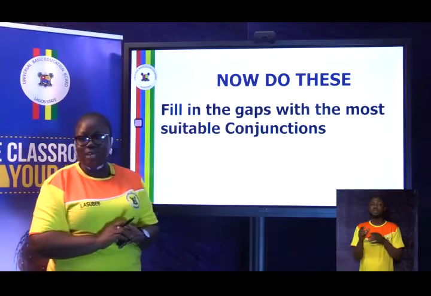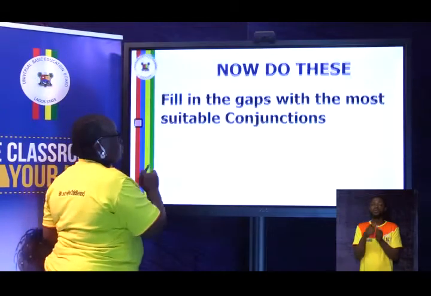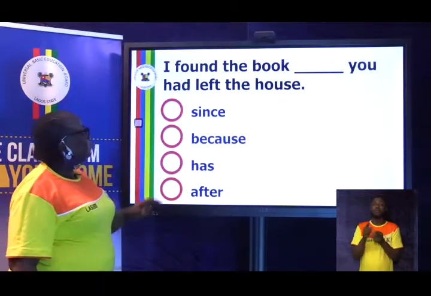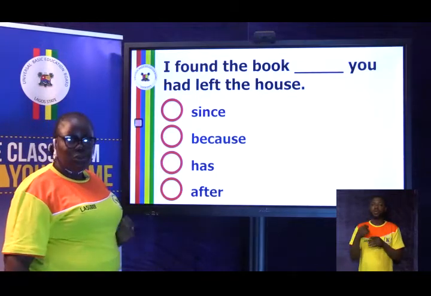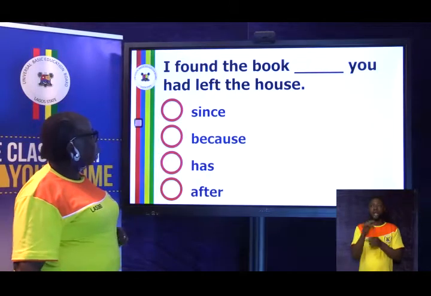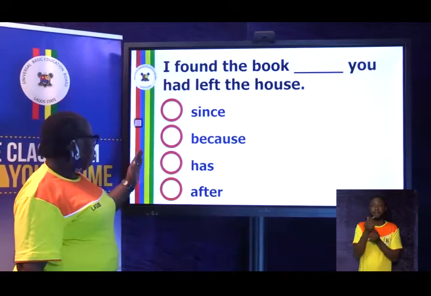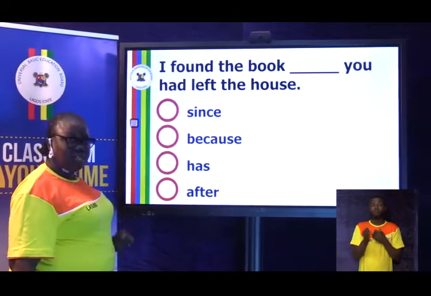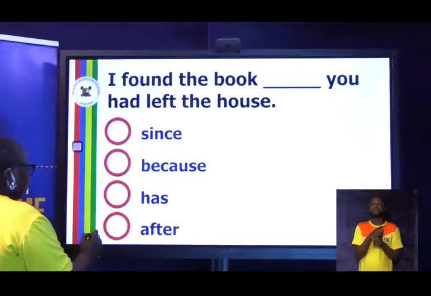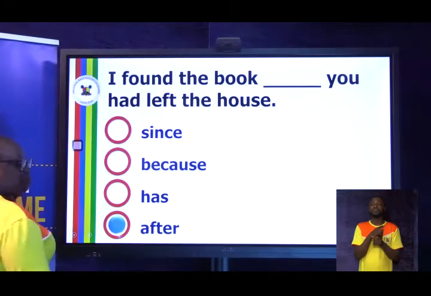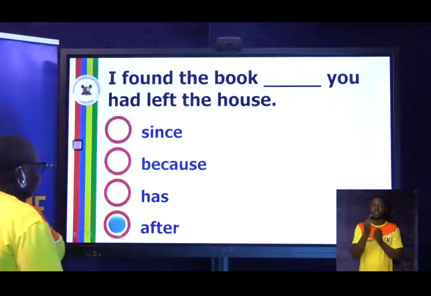Now it's activity time. Please fill the gaps with the most suitable conjunctions. I found the book dash you had left the house. We're going to do this together. Since, because, as, after. What is the correct answer? After. I found the book after you had left the house.